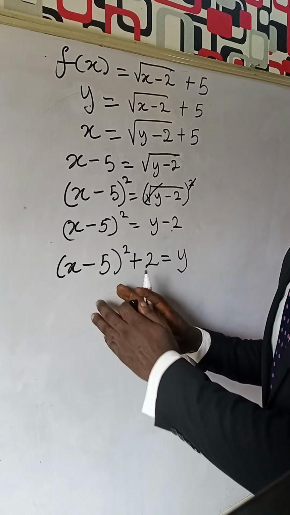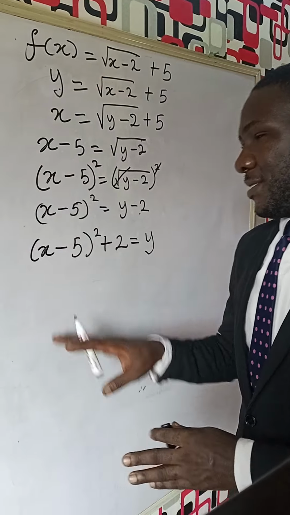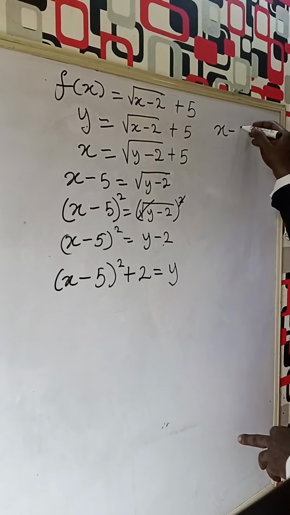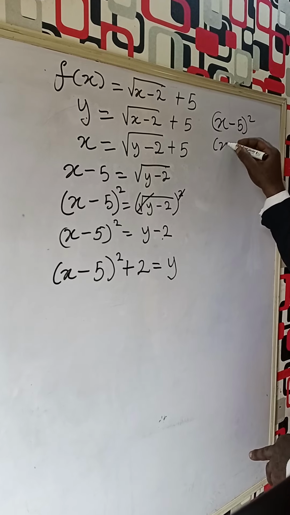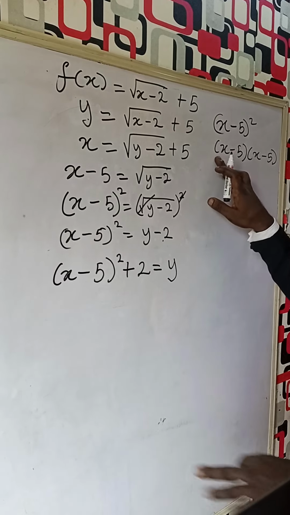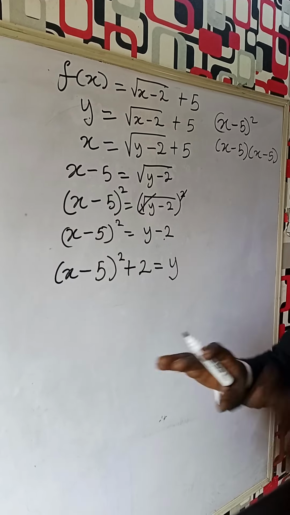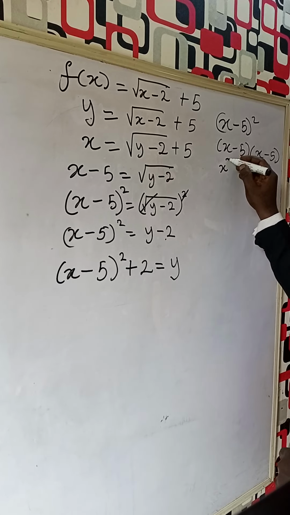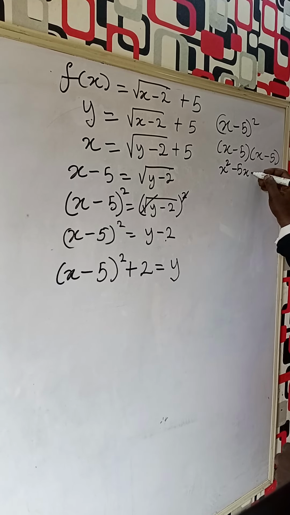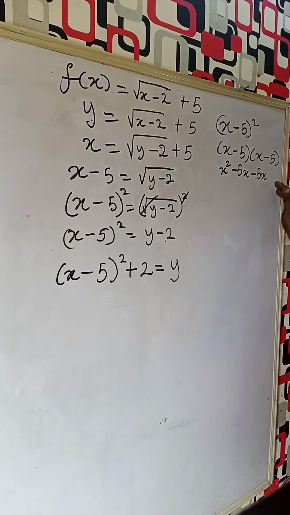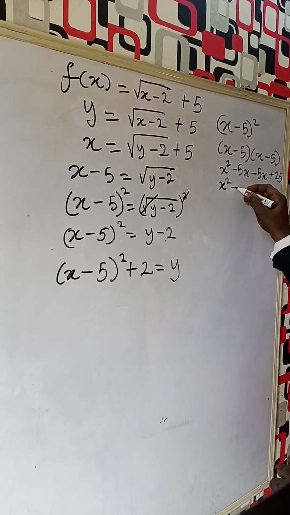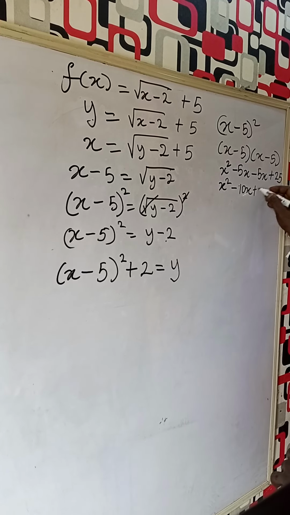Now remember, you can FOIL. You can FOIL this, and when you FOIL it, now this is what I'm talking about. That is x minus 5 squared becomes x minus 5 times x minus 5, okay? So when you FOIL, F for first, O for outer, I for inner, and L for last. So x times x, of course, that is x squared. X multiplied by negative 5 is negative 5x, negative 5 times x becomes negative 5x, and negative 5 times negative 5 becomes positive 25. So then this becomes x squared minus 10x plus 25.